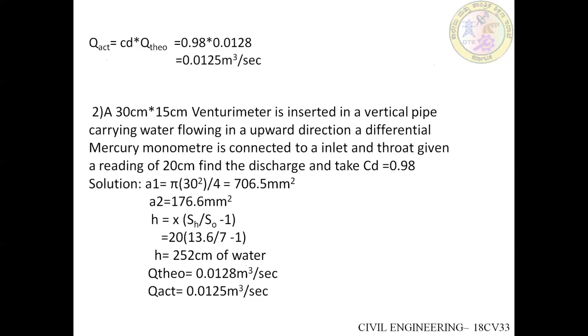It is coming around 252 centimeters of water. Then after getting the H value, directly substitute in the Q theoretical formula and get the value of Q theoretical. It's coming around 0.0128 meter cube per second. We know Q actual is equal to CD into Q theoretical. The CD value is given as 0.98, and if you multiply that with Q theoretical, you will get the Q actual value, that is 0.0125 meter cube per second.